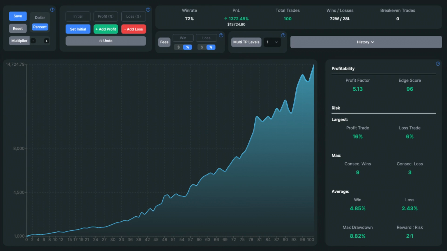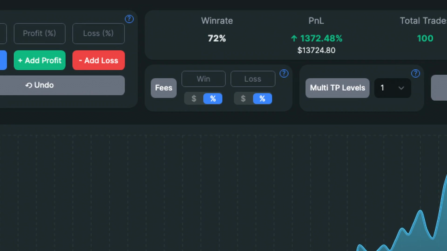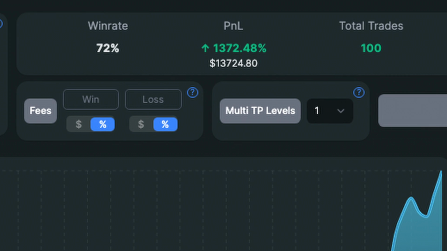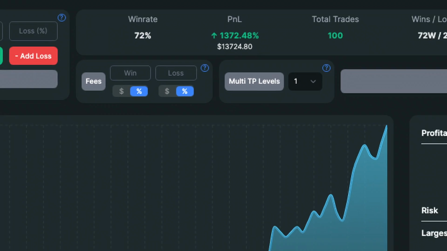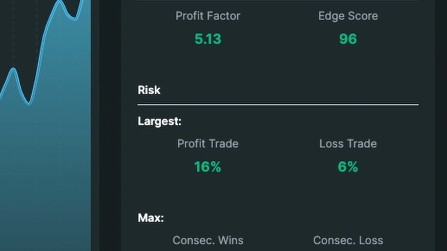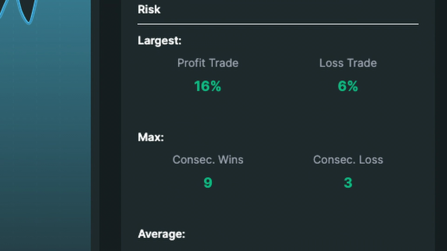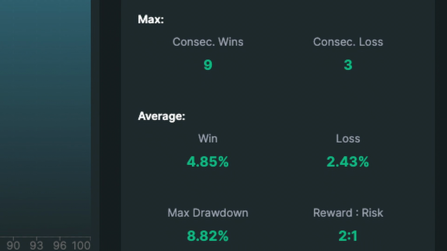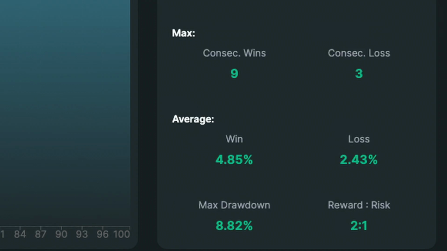Alright, I've just finished up in the backtester and the results are incredible to say the least. We achieved a win rate of 72%, which is high but not as high as our profit of 1,372%, which is just insane. This is one of the highest profits I've ever gotten on a scalping strategy and it's primarily due to our risk reward setup. Looking deeper into the stats, we see we had a profit factor of 5.13 and our most profitable trade grew our account by 16%. We also had 9 consecutive wins against just 3 consecutive losses with a max drawdown of 8.82%.